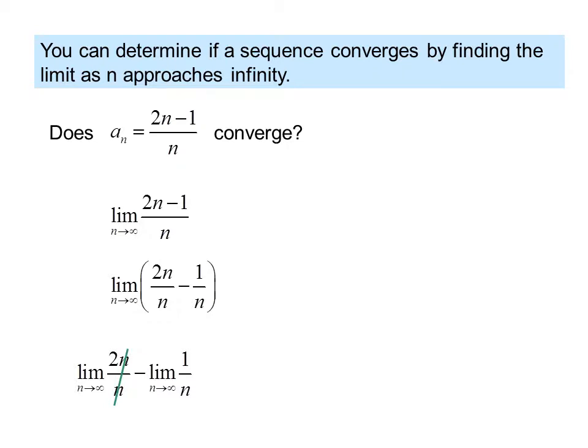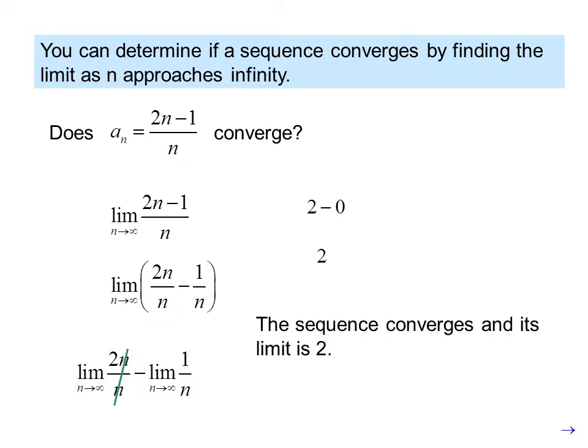In the first limit, the n cancels out, and in the second limit, as n goes to infinity, we get 0. So we have 2 minus 0, or 2. The sequence converges, and its limit is 2. Note that we could have also approached this problem with a shortcut if we consider dominant terms. As n goes to infinity, the negative 1 becomes insignificant, and we get 2n over n, which is 2.